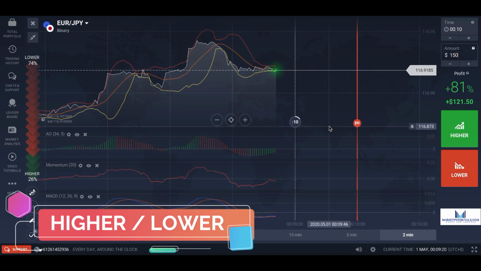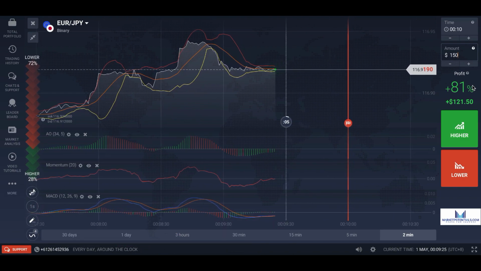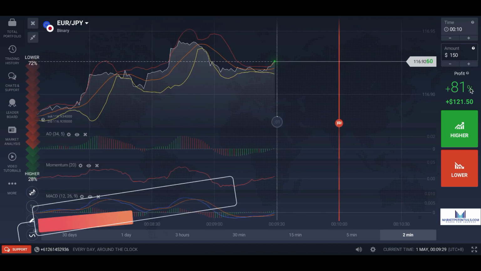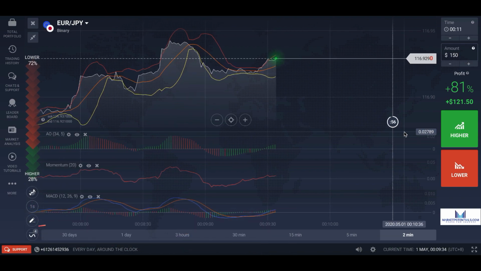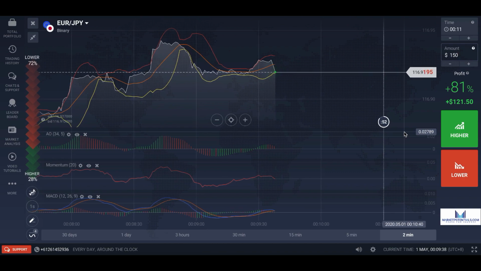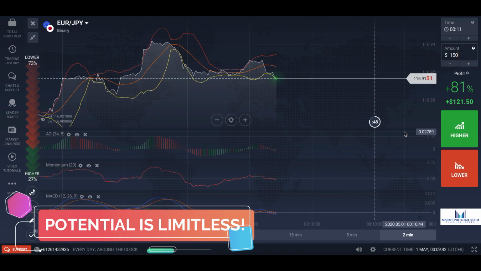Now, the beauty of it is the fact that it promises returns that you have pretty much never heard of. 81% return on a successful trade. So as you can see, that's simply why we can easily earn $100 to $500 and even thousands of dollars a day if you really wanted to.